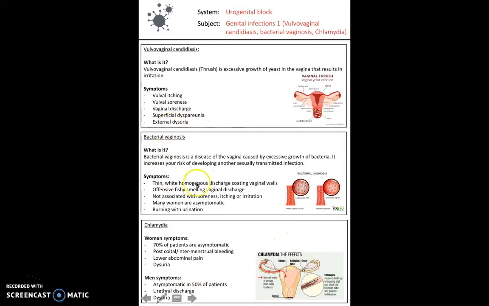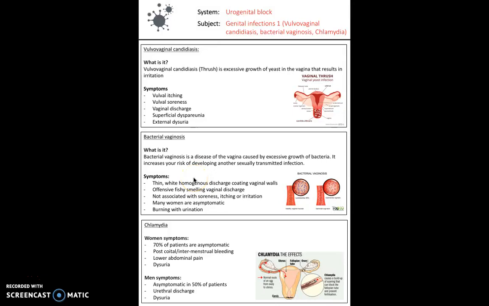Next, you've got bacterial vaginosis. This is a disease of the vagina caused by excessive growth of bacteria. The common symptoms include increased vaginal discharge that often smells. The discharge is usually white or grey in colour, and again, burning when urinating is common.